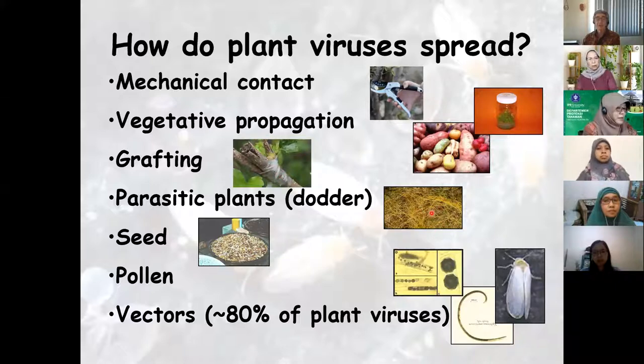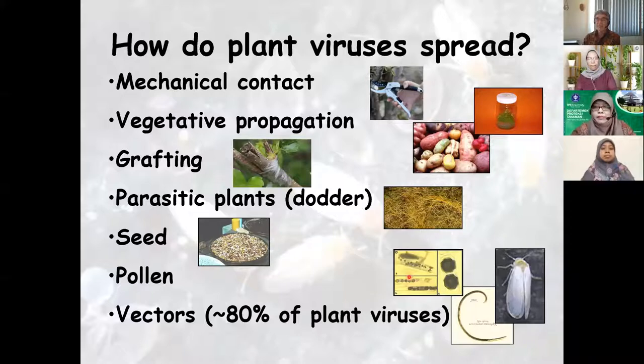Parasitic plants like dodder that don't have chlorophyll themselves, but they feed on other plants. They can transmit viruses by acting like a pipe. Some viruses are transmitted in seed. Some viruses are transmitted by pollen. But the vast majority of viruses are transmitted by a vector of some sort. That's an animal or a fungus or a protist, nematode, an insect that will carry the virus from plant to plant.